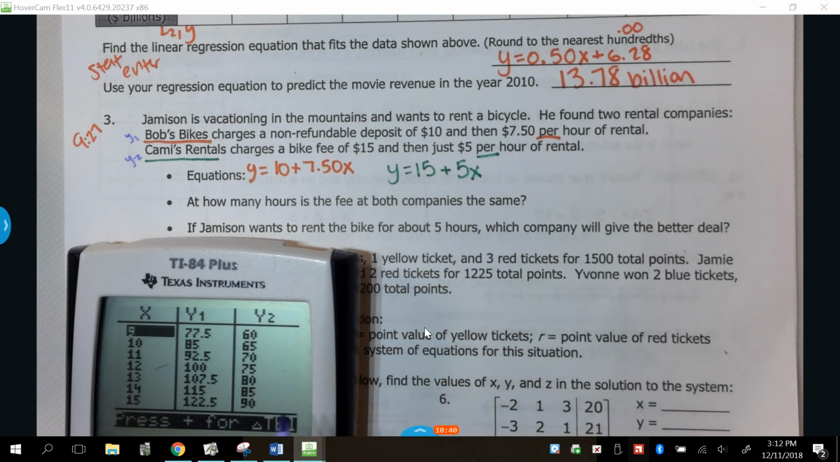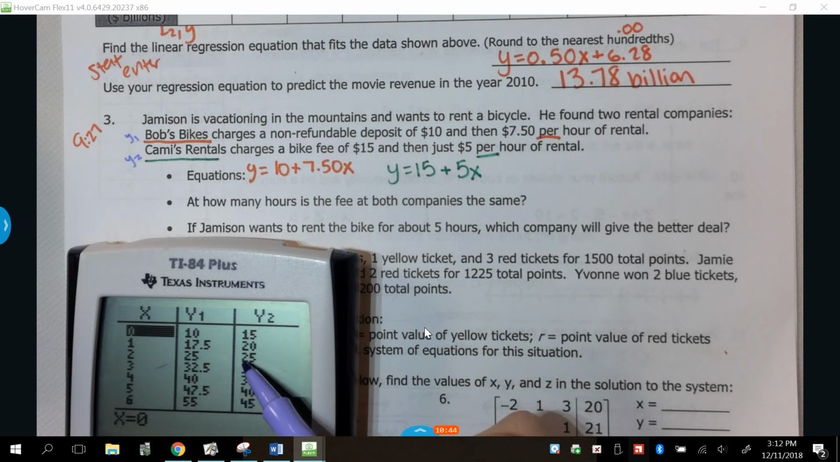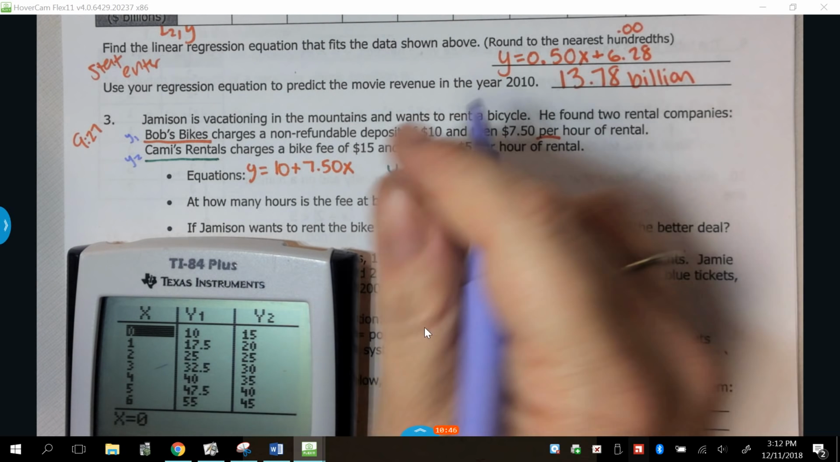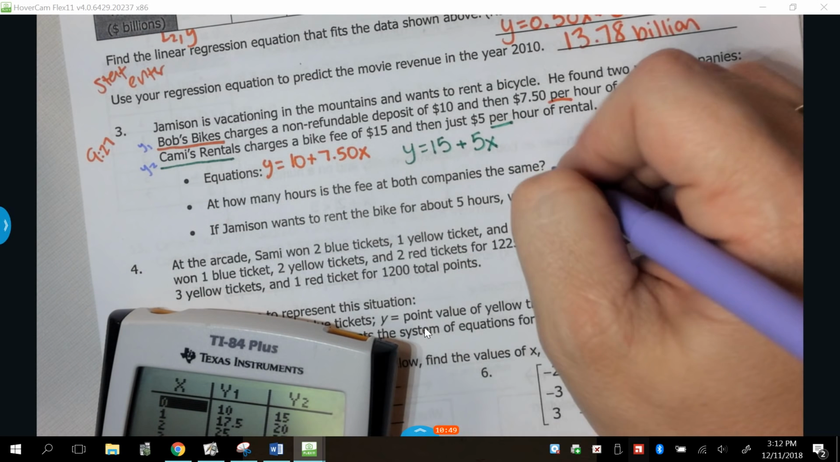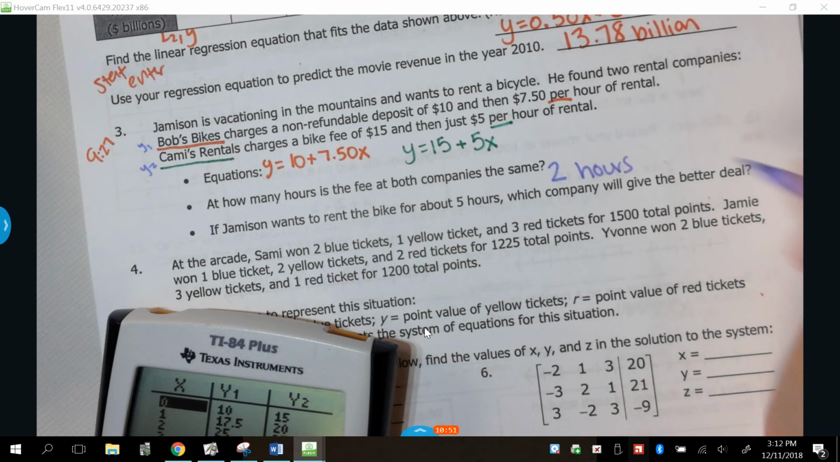So we're looking here, let's start at 0. We're looking for where they match. So if you notice, they both are $25 after 2 hours. So at how many hours? We would say 2 hours.